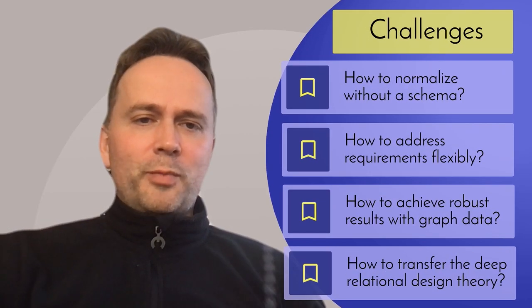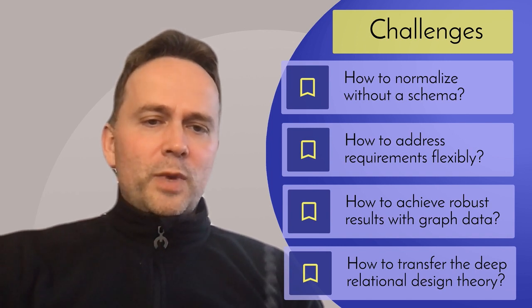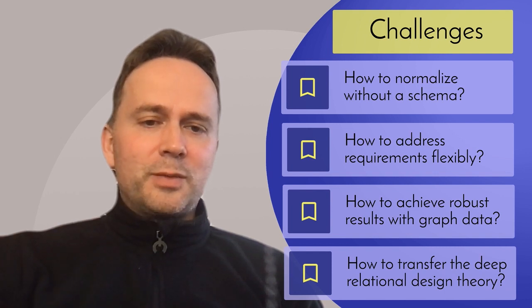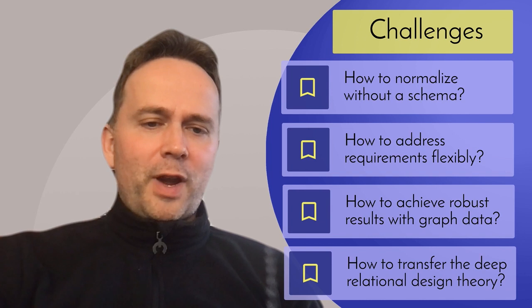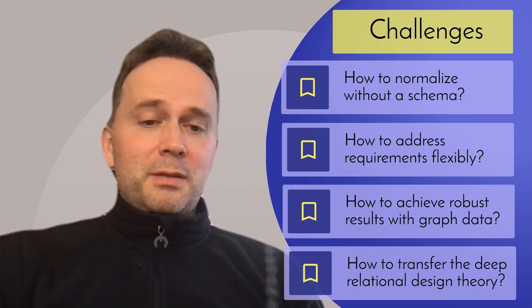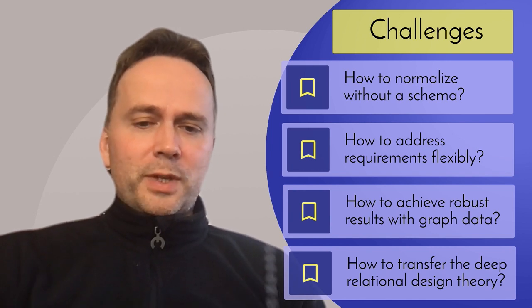But in the property graph model, we have several challenges. For example, how can we normalize without a schema? How can we address underlying requirements in a flexible way? Graph data is semi-structured, including missing properties. So how can we achieve robust results in such a framework? In summary, how can we actually transfer the deep relational design theory to such a property graph model?